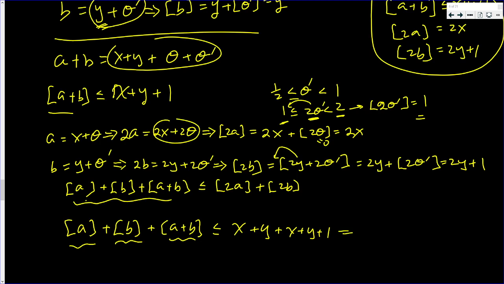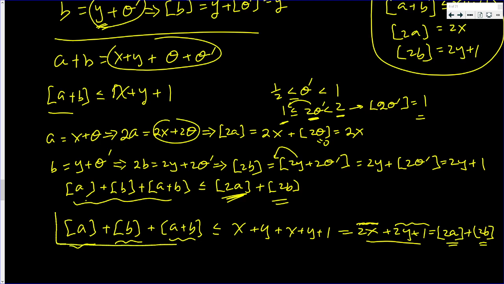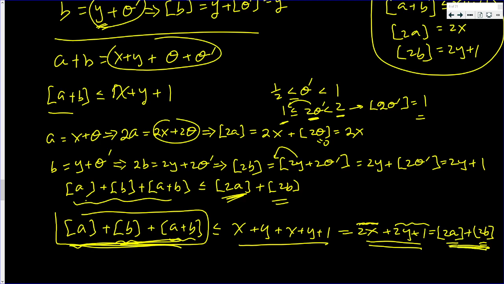But that equals 2x plus 2y plus 1. And this is the greatest integer of 2a plus the greatest integer of 2b. So I did show that this is smaller than something that equals this, that equals that. That is, yep, this here is less than that.